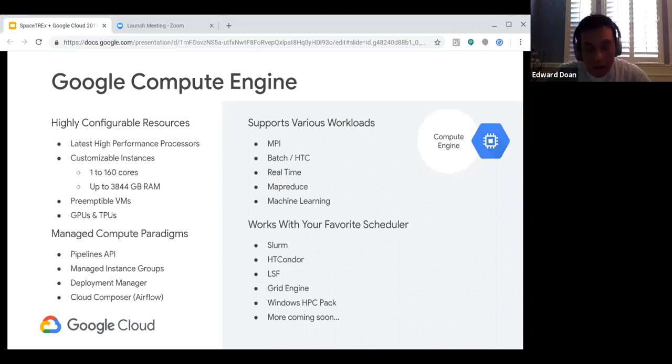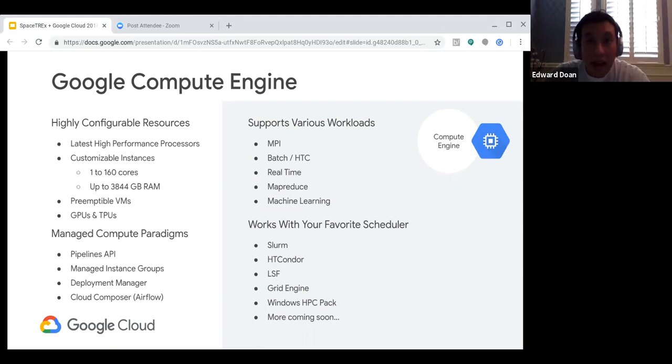So I think the core offering that you guys would be interested in would be what we call Google Compute Engine. This is our virtual machine offering. And as I mentioned, we scaled up to 160 cores, 3.8 terabytes of RAM. The workloads, we can do batch computing. High throughput computing is something that we definitely excel at, and that's where you get the massively parallel, but not necessarily interconnected workloads. Real-time workloads, we do lots of things with IoT.